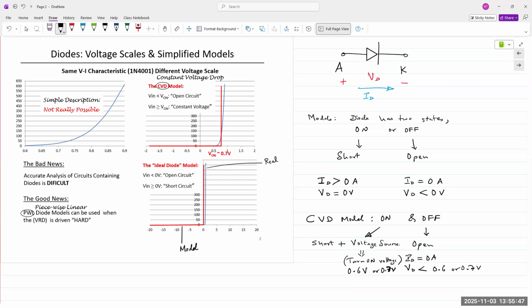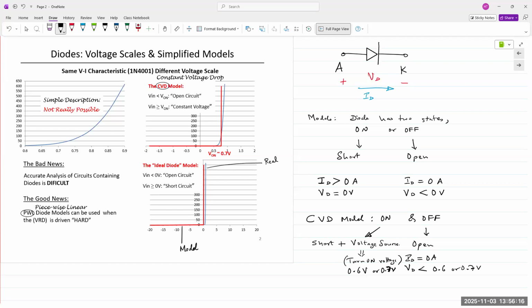What this means is if we are using a CVD model to describe our diode, to analyze a circuit, and the voltage across the diode is only 0.5, then the diode does not have sufficient voltage to turn on. So it will remain in the off state. Whereas in the ideal diode model, if you apply 0.5 volts, the diode is going to turn on. Does that make sense to everyone?